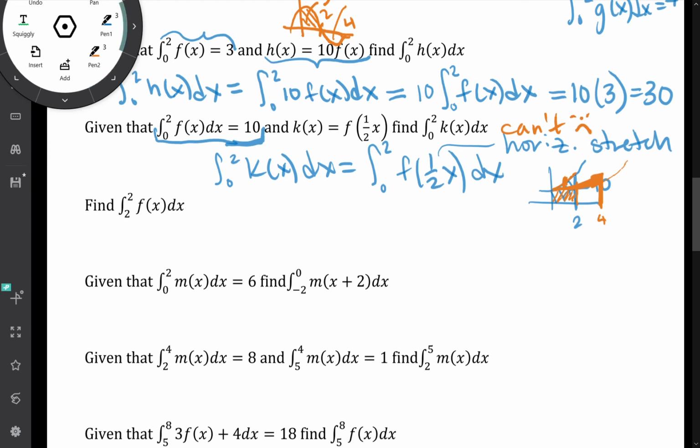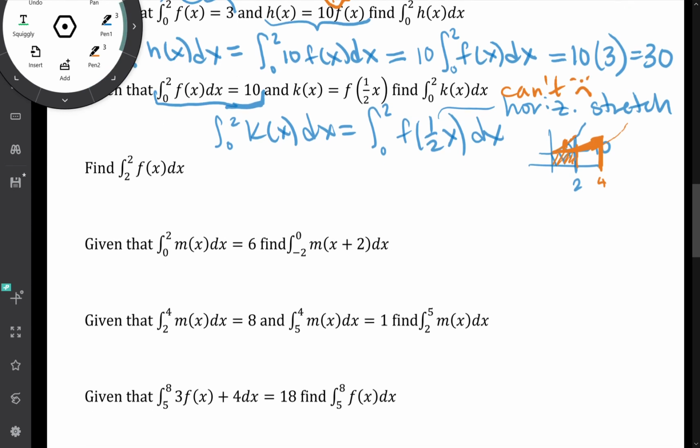Okay. Easy one. Integral from 2 to 2 of f of x. You don't really need to write anything for me. I just want you to immediately see those and be shouting out in your head that that's 0. There is no area under a single point.